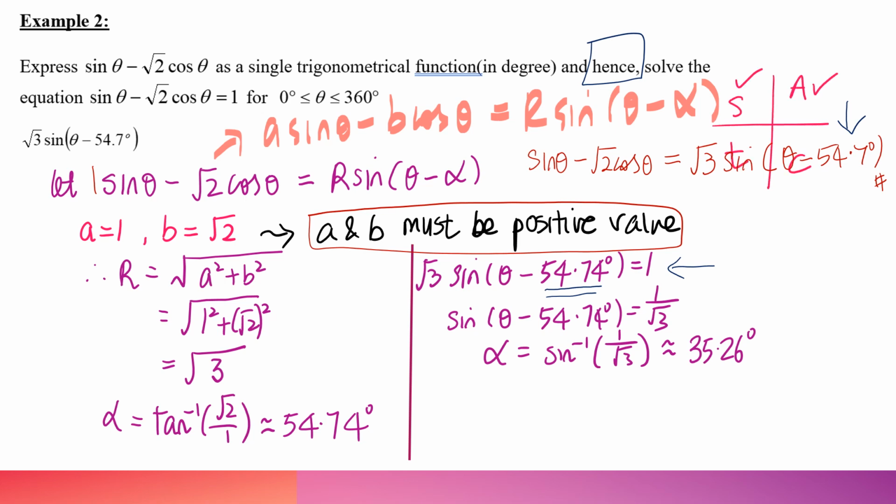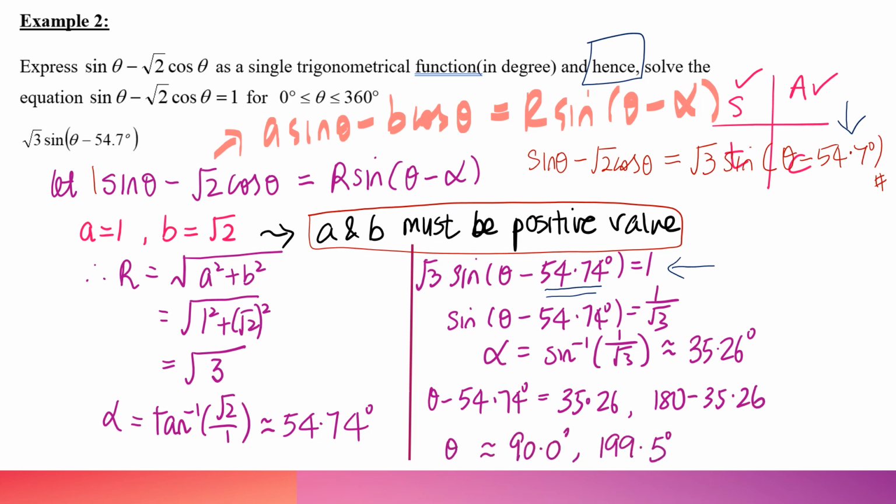Yes, of course, the ASTC is important because we need to seek out where angle theta is hiding. It can be found in the first quadrant because your sine ratio, 1 over square root 3, is a positive value. It can also be found in the second quadrant. And then the last step is solving for theta. So you have to take 35.26 plus 54.74 degrees.